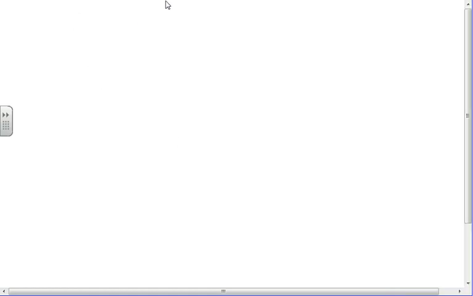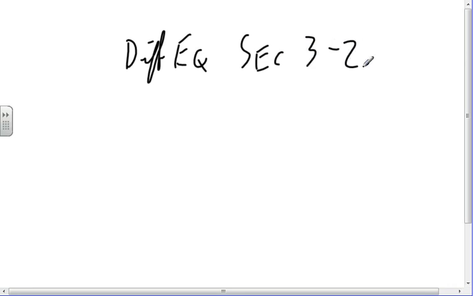Okay, this is the differential equation class. We're in section 3.3. Oh, it doesn't look like a 3.3 to me. There, now it's a 3.3. So now the issue is we have things that are singular points.